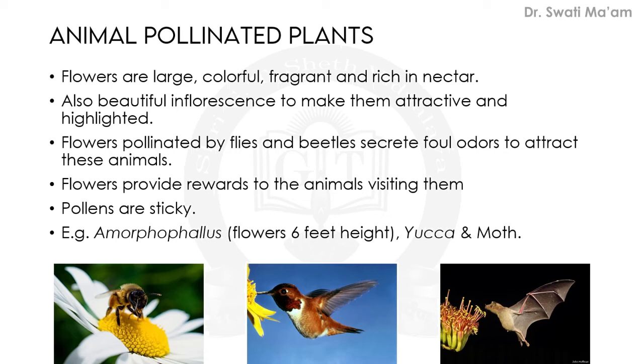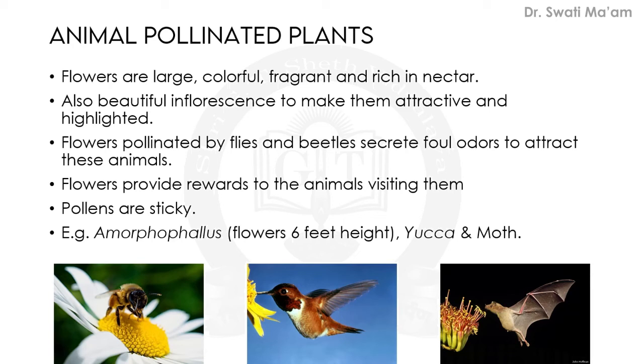Flowers provide rewards to the animals which visit them, because the animals have visited the flowers, so they have to be rewarded. In animal pollinated plants, if the pollination is done by bees, butterflies, other flies, beetles, wasps, ants or moth, then this type of pollination is known as entomophily.